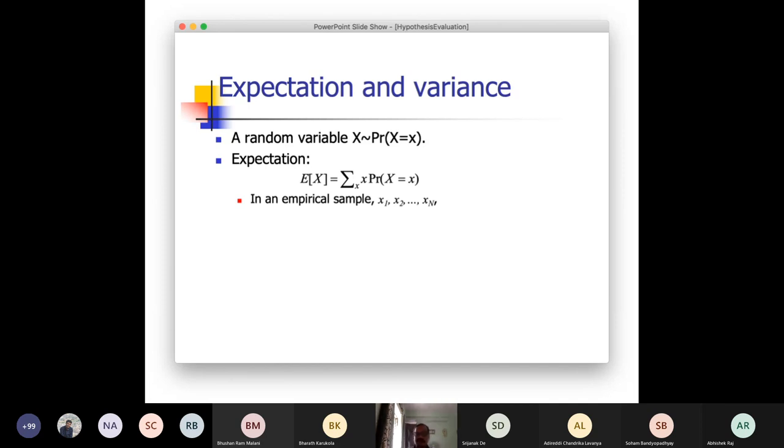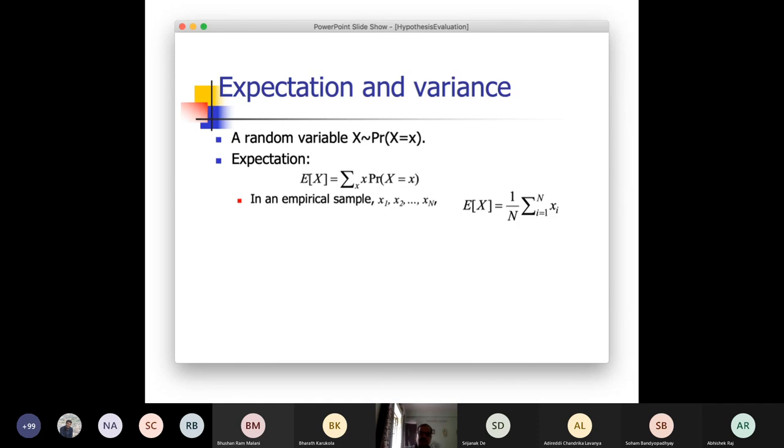So this is how the expectation is computed. Of course, x is considered a numerical value, not a categorical value, in this definition. So you get the expectation of x as defined in this way: it is basically the weighted average of the values of the random variable, where the weights are proportional to the probability of that particular value.